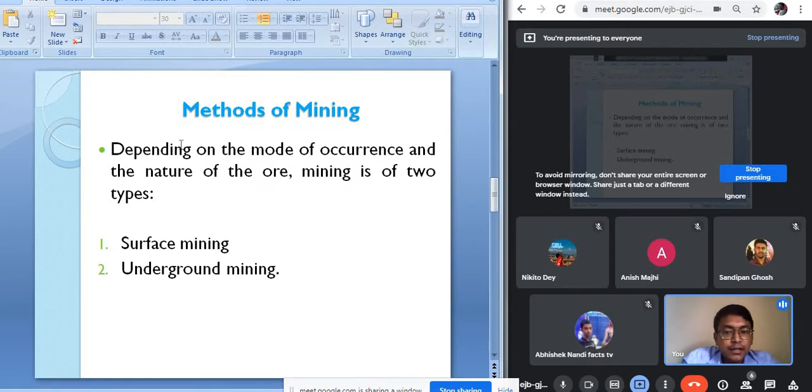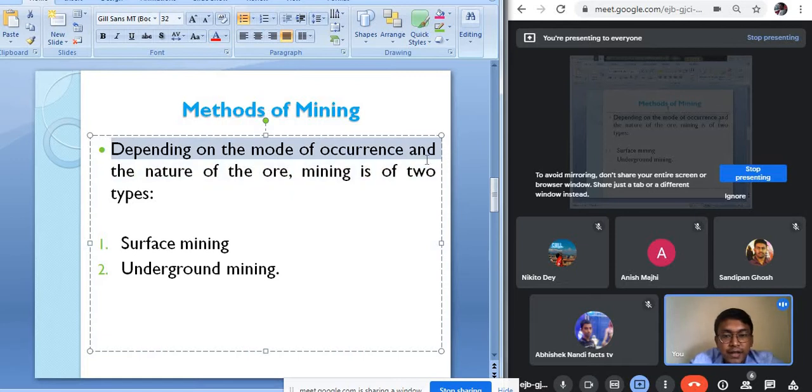So there are different methods of mining. The mining activity is mainly carried out in different ways, and basically you can say there are two different methods of mining. One is the surface mining and another one is the underground mining. Depending on the mode of occurrence and the nature of the ore, mining is of two types: surface mining and underground mining.